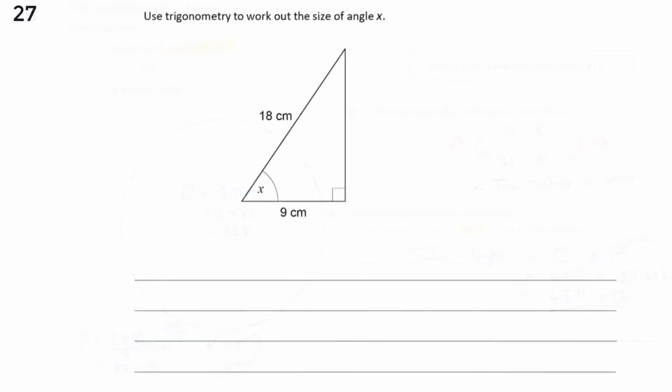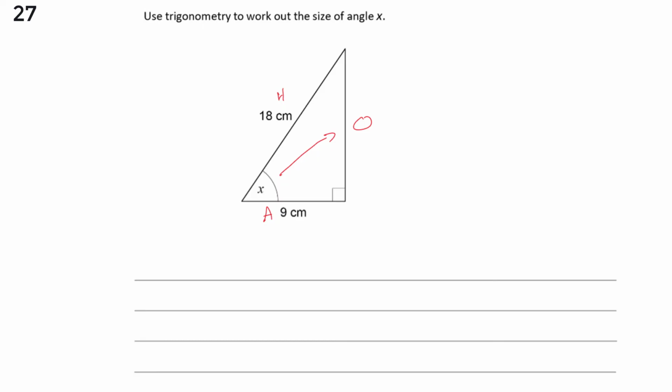That's it. Use trigonometry to work out the size of angle x. Okay, very straightforward trigonometry question. First up, let's label the sides. The long side is always opposite the right angle. It's that one there. It's the hypotenuse. This one over here is the opposite, and this one must be the adjacent, isn't it? So I've got the adjacent and I've got the hypotenuse, and I want to find the angle.